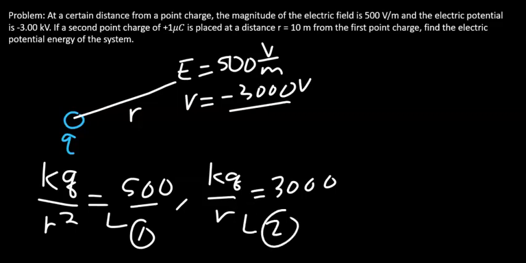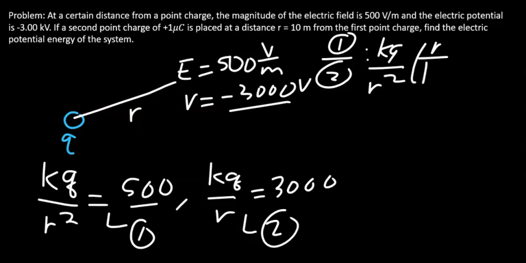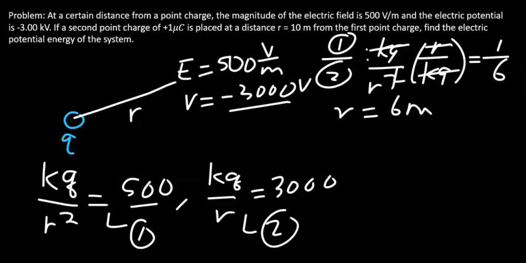Now let's take equation 1 divided by equation 2. The left hand side is just KQ over R squared divided by KQ over R, or 1 over R. So KQ goes away, this R will cancel that R, and the right hand side is 500 over 3000, and that is just 1 over 6, meaning R is 6 meters.